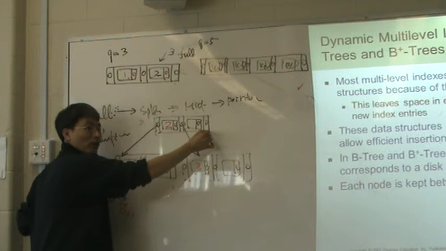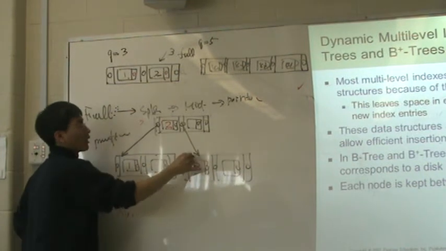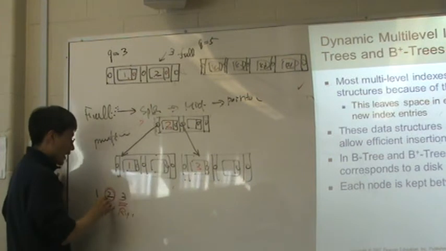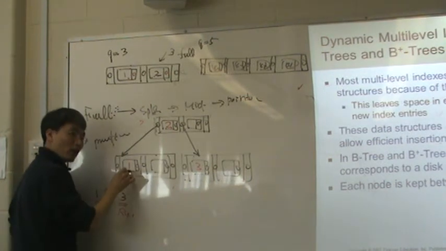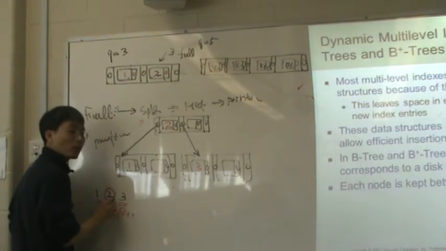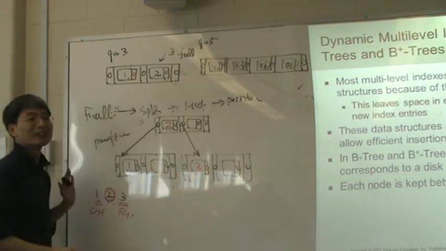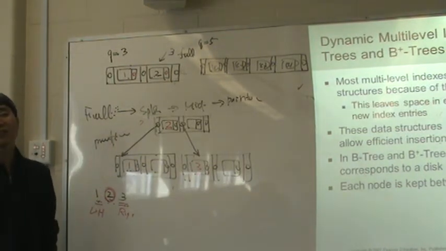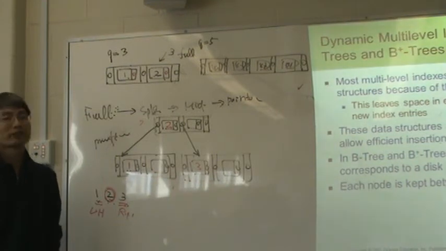Okay? Then, what is the node structure of the parent? It's the same thing. Always the same. Okay? Then, less than the middle value goes to here. Bigger than the middle value goes to here. Okay? That's it. That's the B tree index. Very simple.